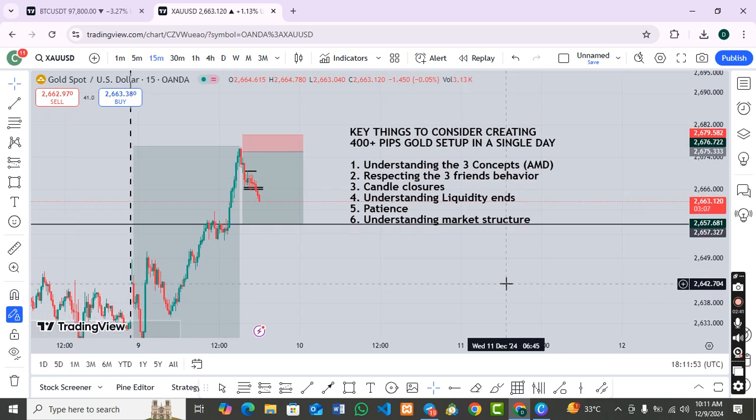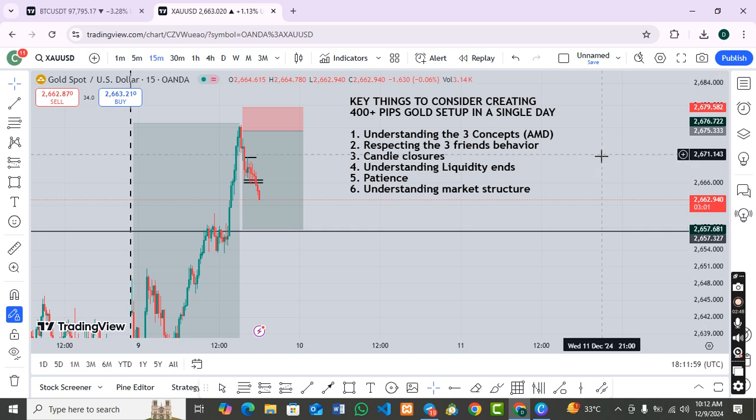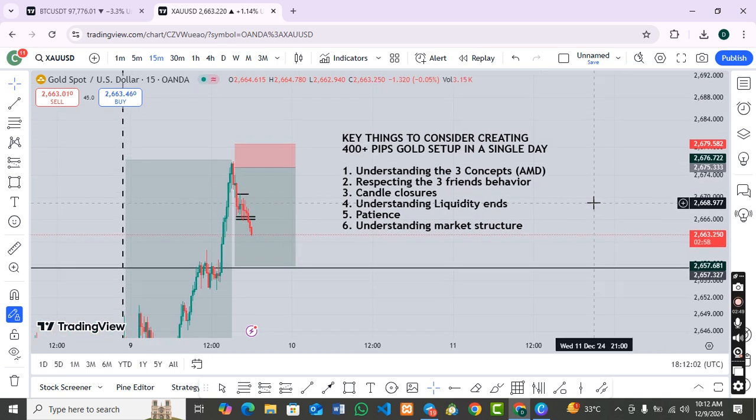Number one, what we are using over here to have an in-depth knowledge about these key things, you need to understand these 6 items that I've just written on the screen. Number one is understanding the 3 concepts, which is AMD, the 3 stages, or what I call the behind the scenes knowledge that is operating on the system: accumulation, manipulation, and distribution.